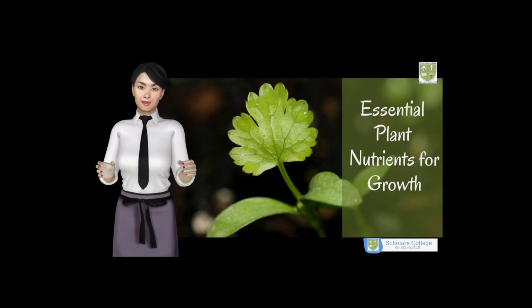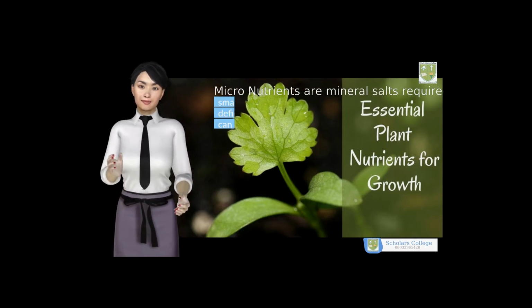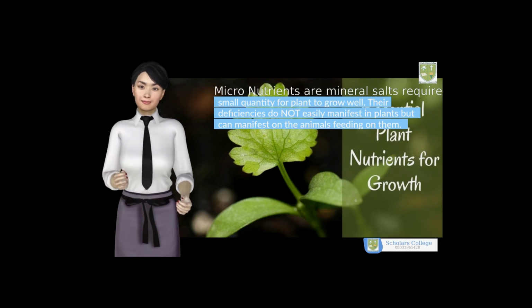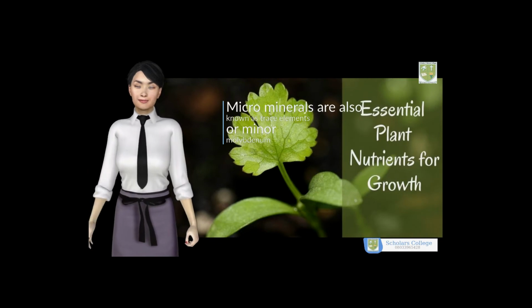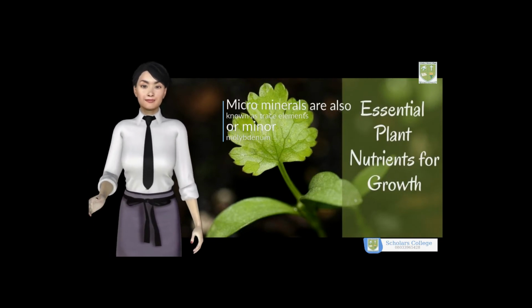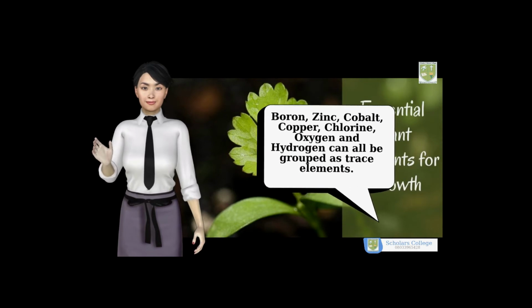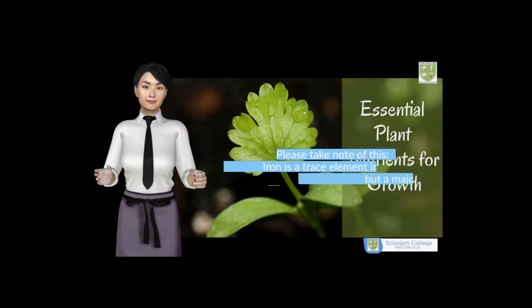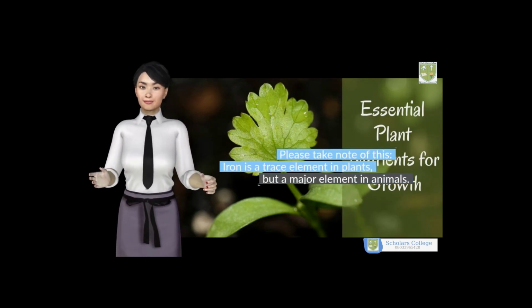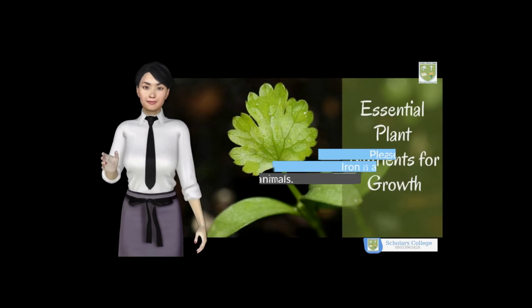2. Micronutrients. Micronutrients are mineral salts required in small quantity for plants to grow well. Their deficiencies do not easily manifest in plants but can manifest on the animals feeding on such plants. Micro minerals are also known as trace elements or minor elements. Molybdenum, boron, zinc, cobalt, copper, chlorine, oxygen and hydrogen can all be grouped as trace elements. Please take note of this. Iron is a trace element in plants, but a major element in animals.